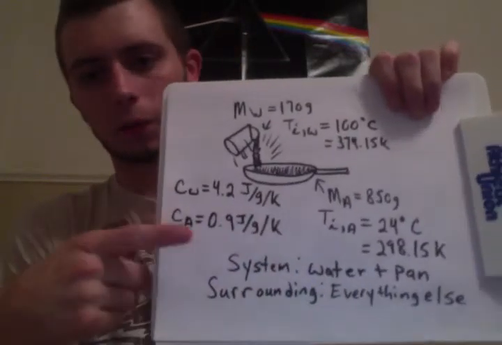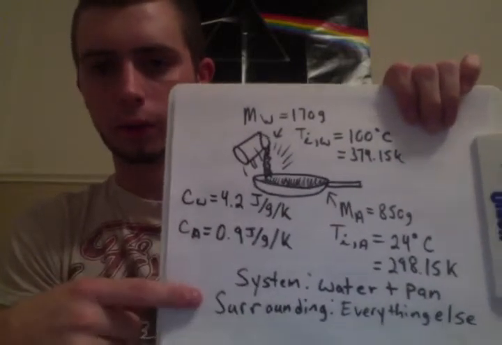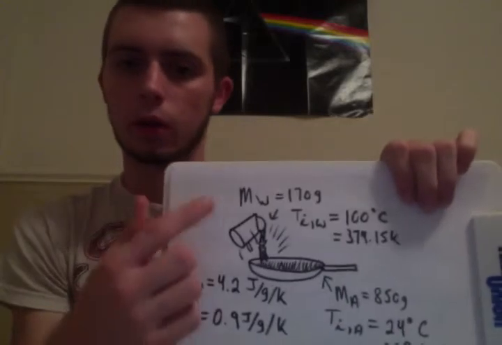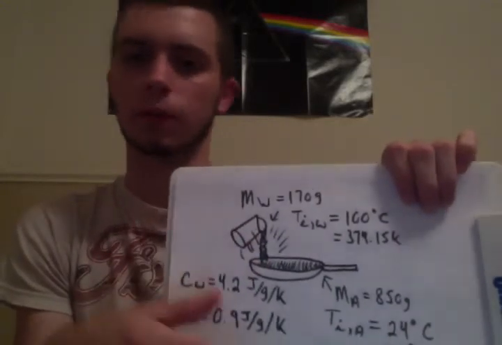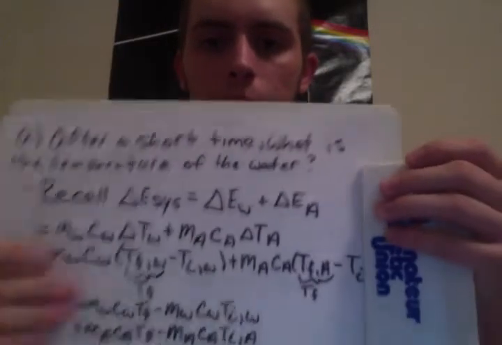And another thing to note, that the system is the water in the pan and the surroundings are everything else, and these surroundings are going to be negligible throughout what's going on here. And that's going to be convenient for the next problem. I'll explain why. Question A is asking for the final temperature of the water after a short time interval.